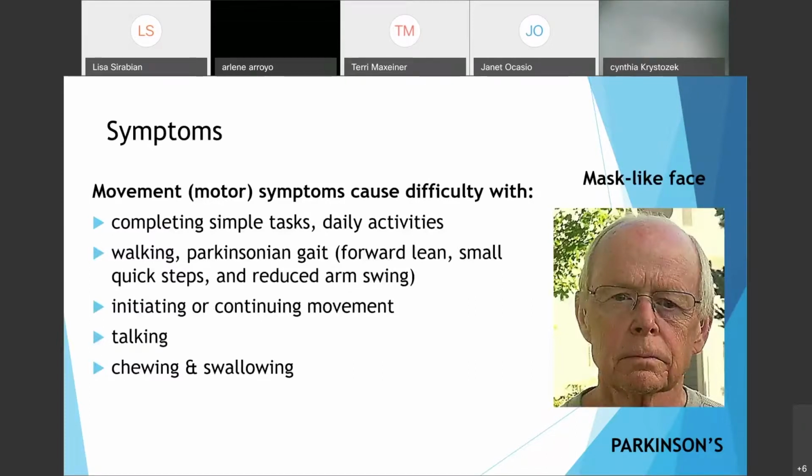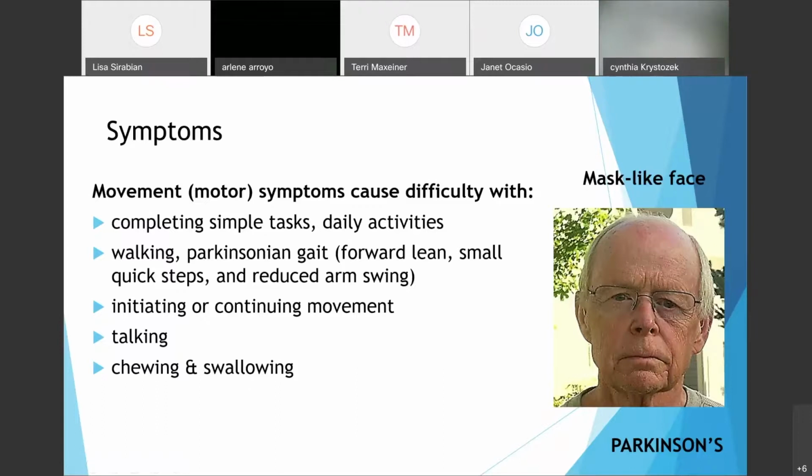So, these motor symptoms can cause difficulty with completing simple tasks and daily activities. Walking. They have a pretty characteristic Parkinsonian gait. We see them leaning forward, taking small, quick steps, and a reduced arm swing. It's a pretty characteristic sign. Initiating or continuing movement, talking, chewing, and swallowing can be a problem.